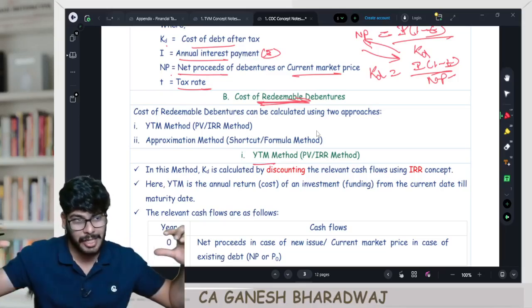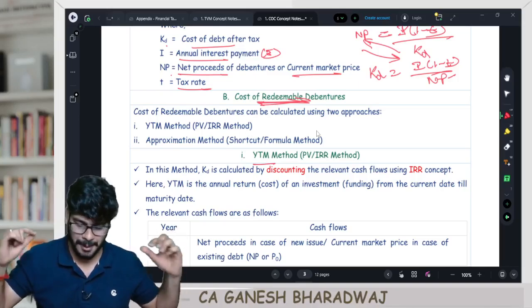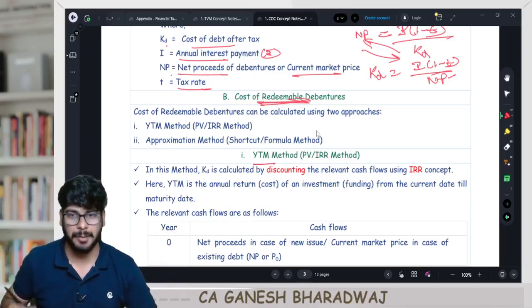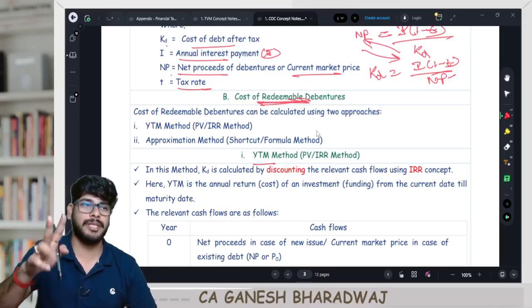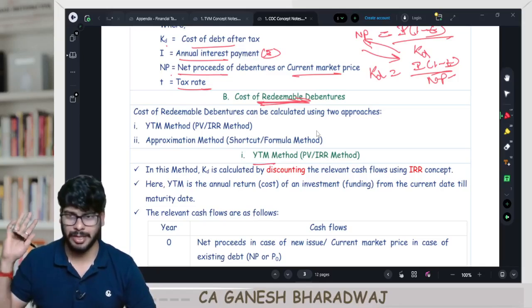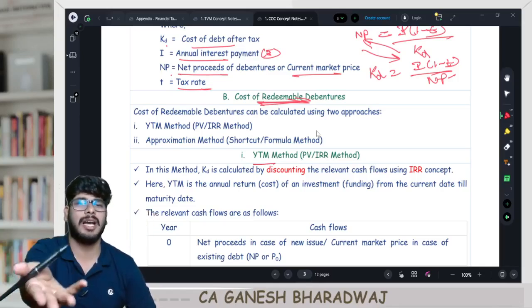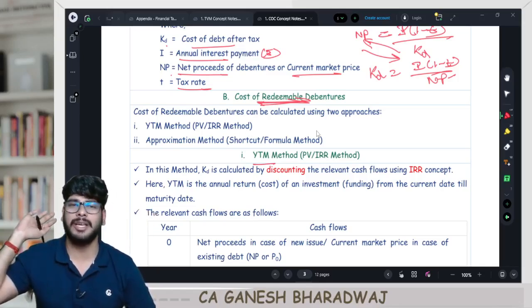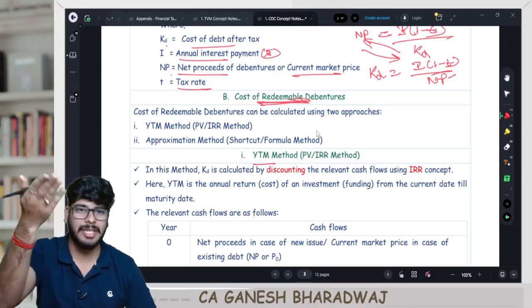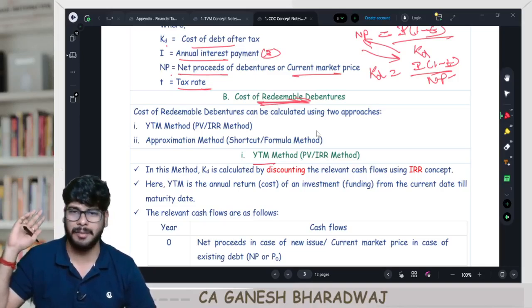You can frame a cash flow equation here. Now, for calculating the KD of redeemable debentures, there are two ways in which you can do it. The first way is the correct way, IRR calculation. Frame the cash flow equation, arrive at the IRR and get your KD value. KD is nothing but the discount rate applicable for your debentures. That is called your IRR.